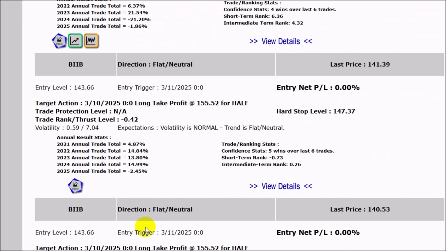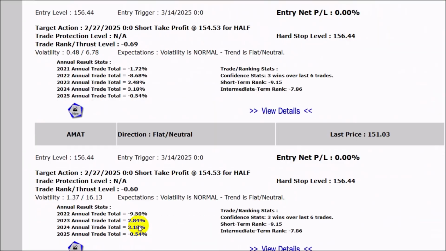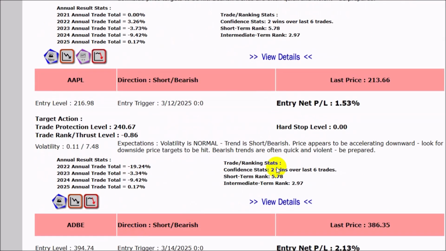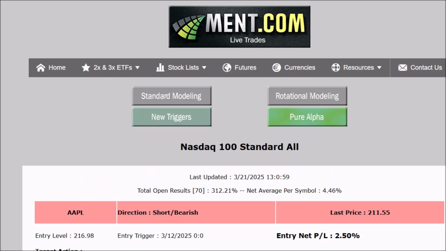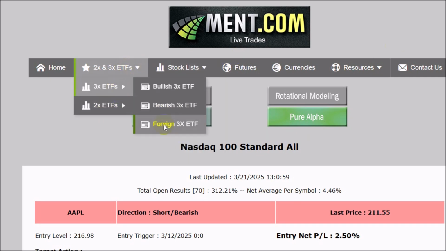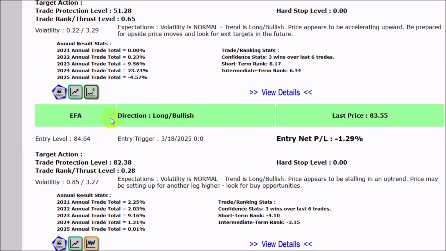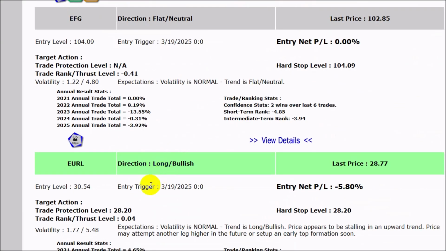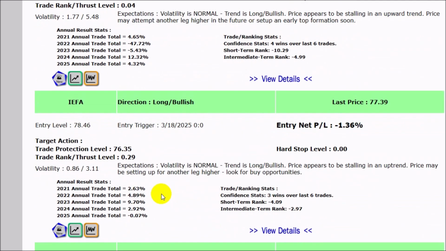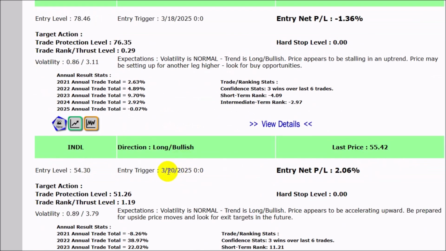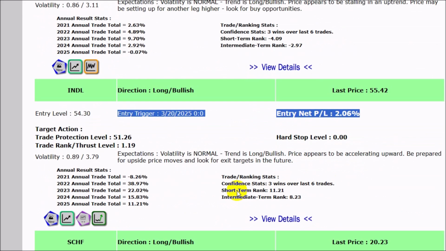Where we may have some big numbers is over here. Go back up to the top. Sorry, guys. These are kind of long lists, but over here in the foreign ETFs, we may have some big numbers. BRZU, 319 long. EFA, 318. Euro. So we got some IEF. This should be India. Long. 2%.